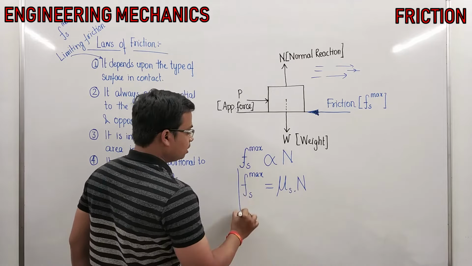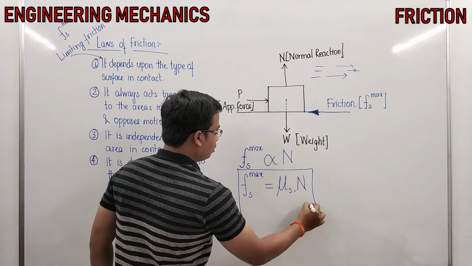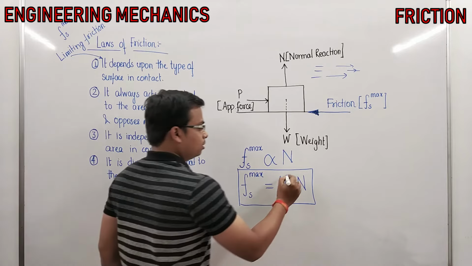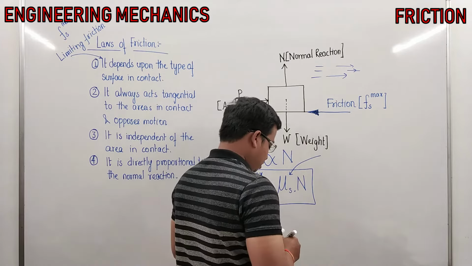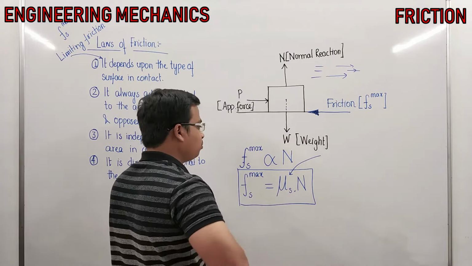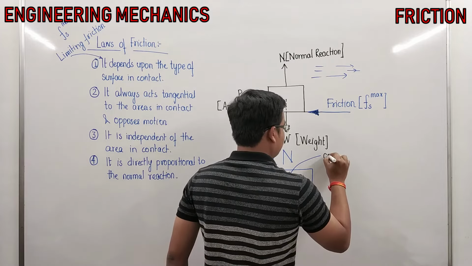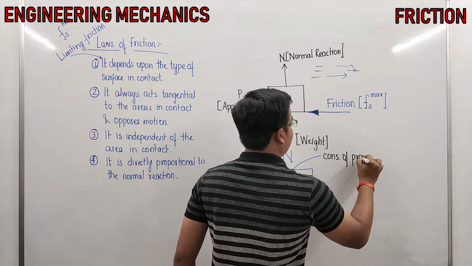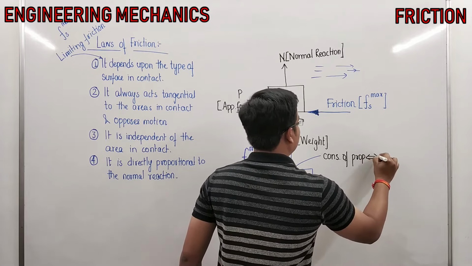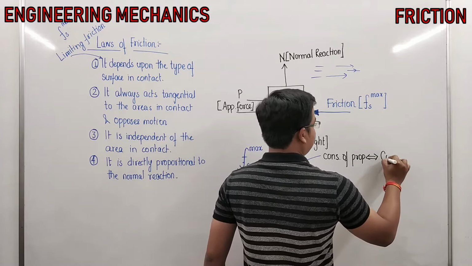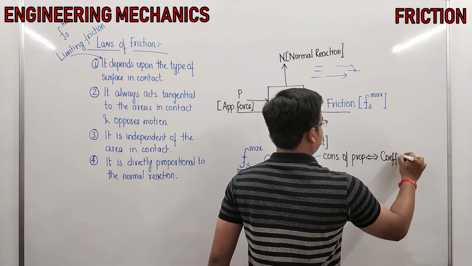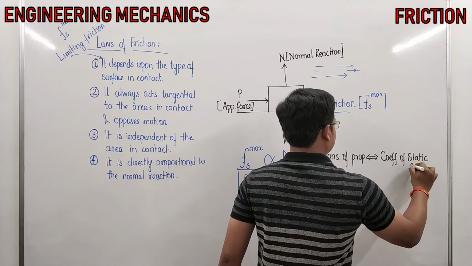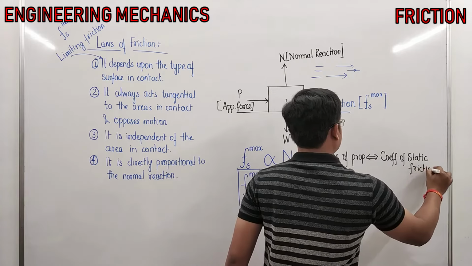Remember this. A very important definition. So what is this over here? This is nothing but a constant of proportionality, which is popularly known as the coefficient of static friction. So that is all about static friction.